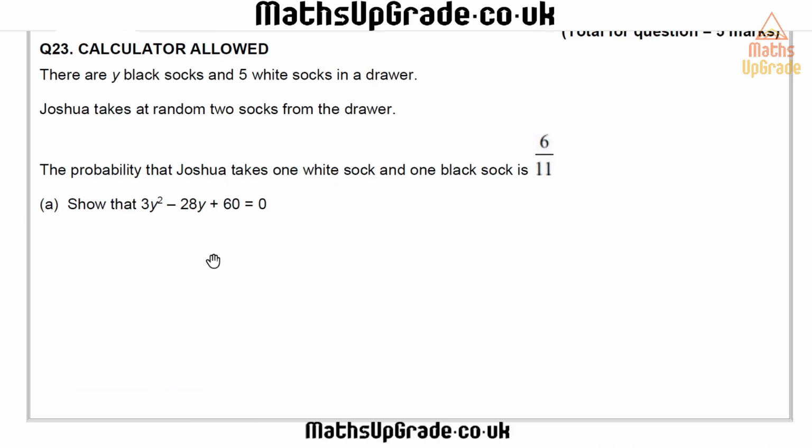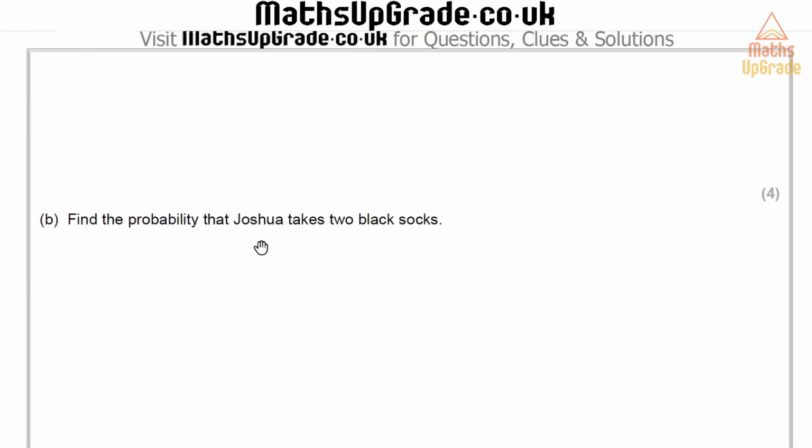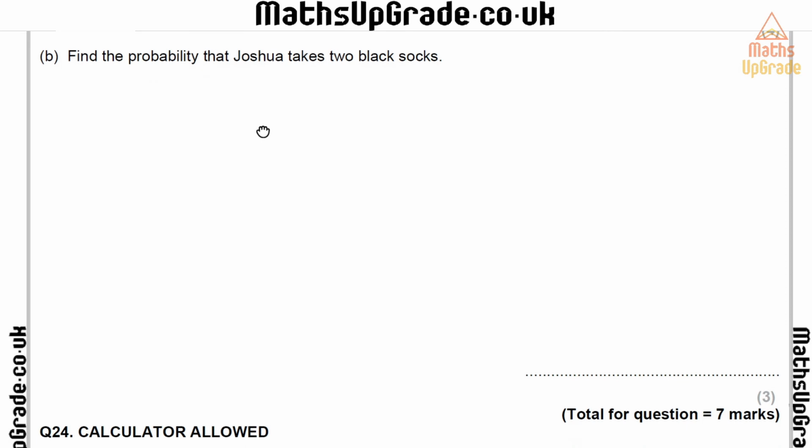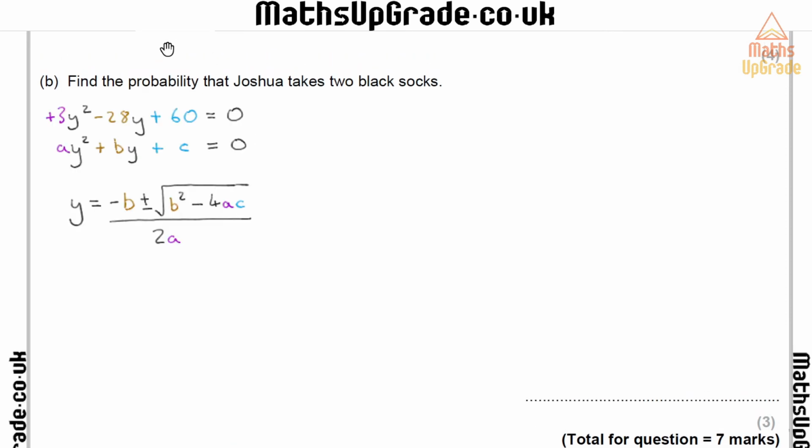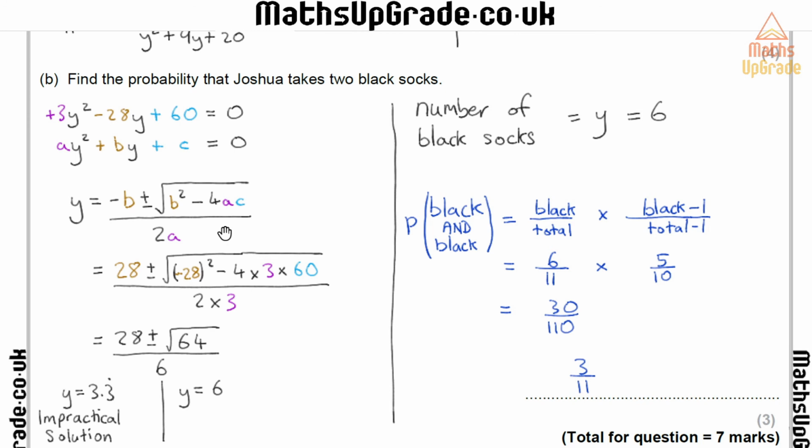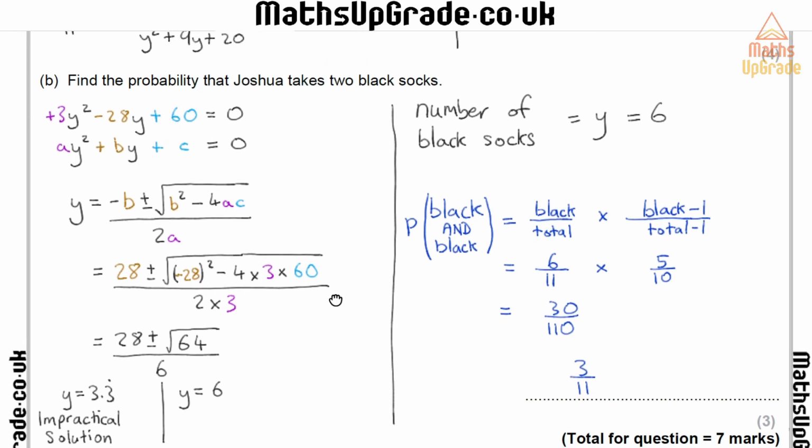So remember in the question we were given the fact that 3y squared minus 28y plus 60 equals 0. So essentially we just solve that quadratic. So let's go ahead and solve that quadratic now. By inspection I can see that a equals 3, b equals negative 28 and c equals 60. So if I substitute those into the quadratic formula, I'll get y equals 3.3 recurring and y equals 6.